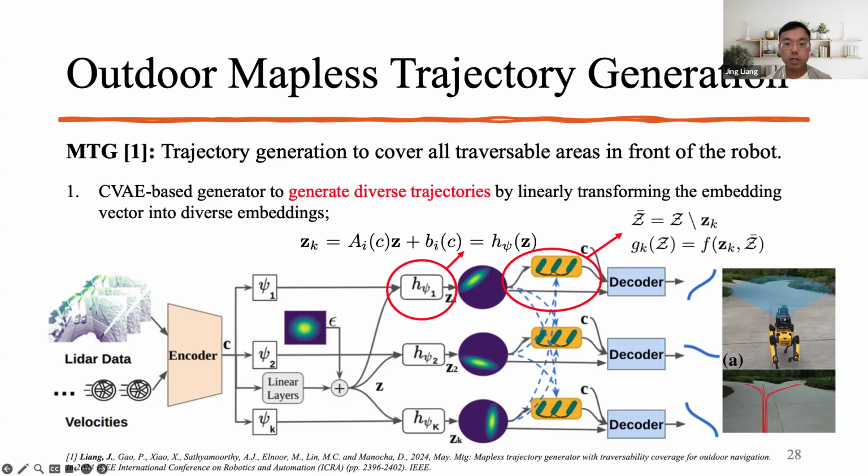And in the middle, H psi is a linear transformation to linearly transform the embedding vector into diverse embeddings. And for the decoder on the right side, each decoder generates one trajectory. And to make the generated trajectories different from each other, we use an attention model to provide the information of other trajectories and make it a condition to the decoder.